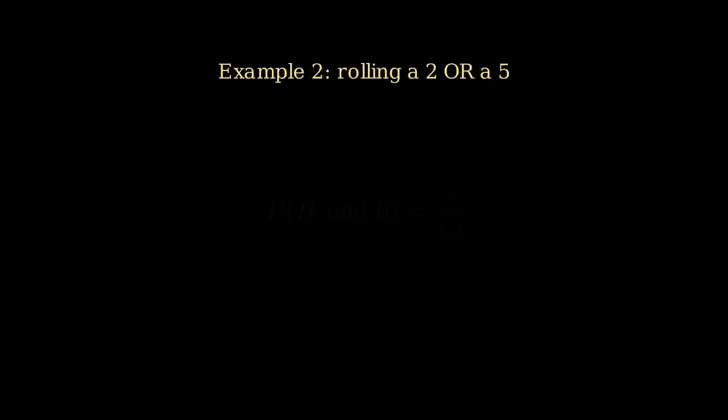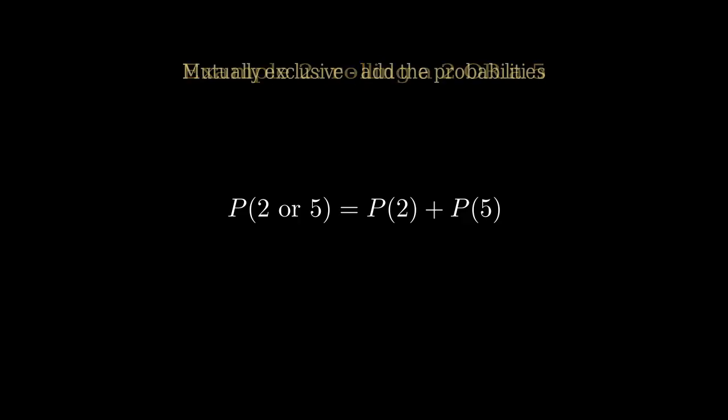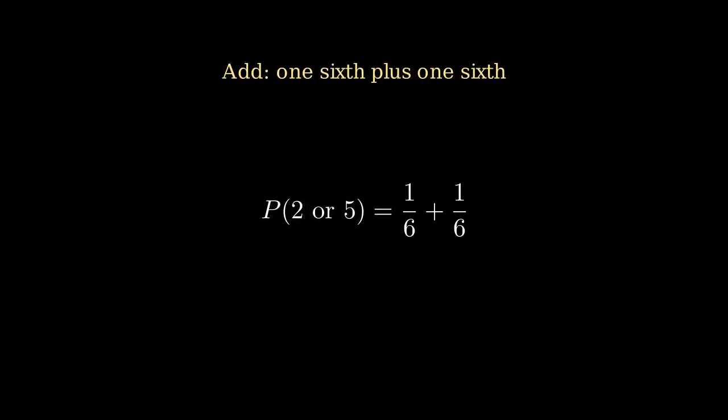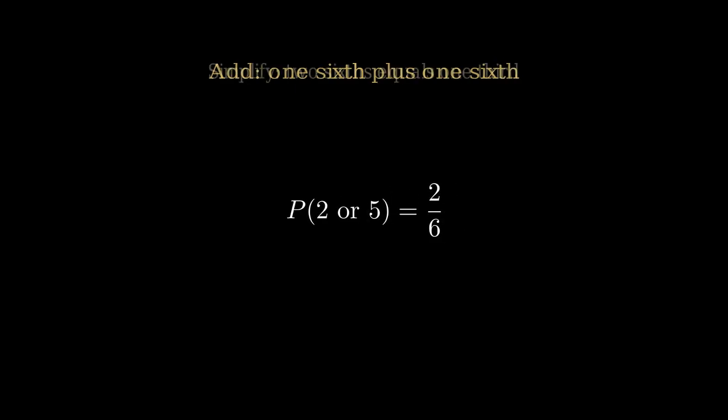Now worked example 2. We roll a die once, and we want the probability of getting a 2 or a 5. You can't roll a 2 and a 5 at the same time on one die, so these outcomes are mutually exclusive, which means we add. The probability of a 2 is 1/6, and the probability of a 5 is 1/6. So we calculate 1/6 plus 1/6, which equals 2/6. Simplifying 2/6 gives us 1/3, so P of a 2 or a 5 equals 1/3.